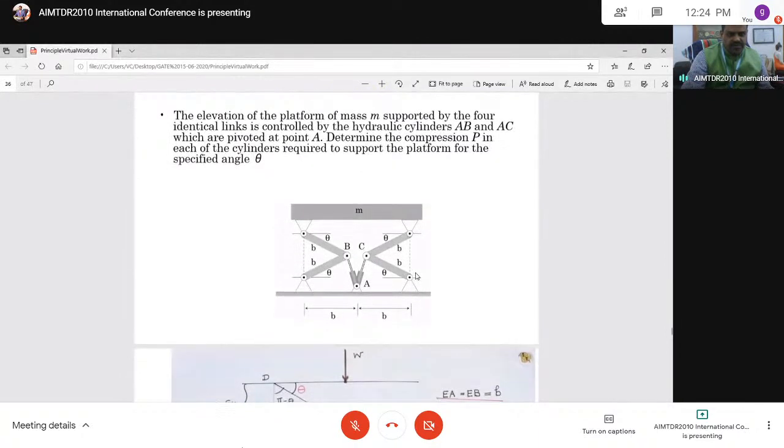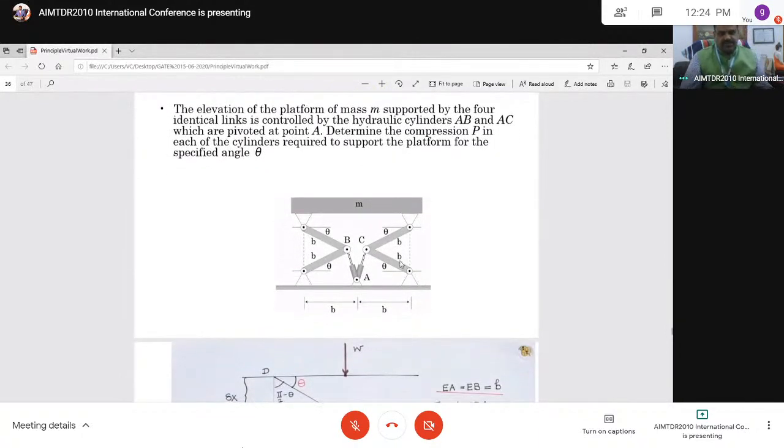This is another problem where we can consider lifting a body upwards, downwards, like heavy weights. Okay, and where the members are, this is something like a piston and cylinder. These are the pin joints freely moving up and down.